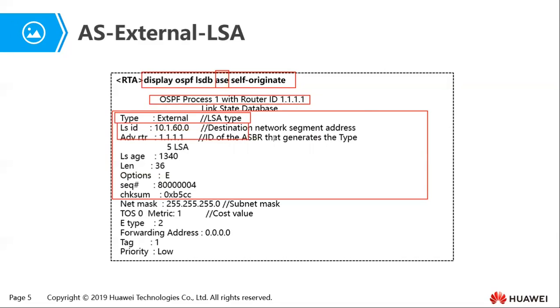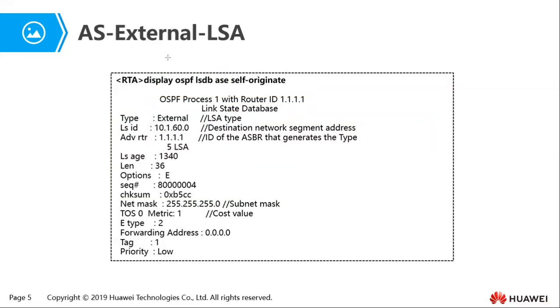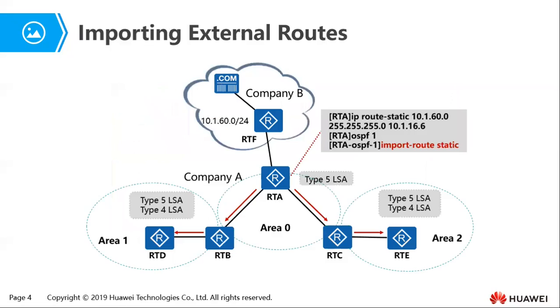Then we have the LSID. The LSID here is the network address of the destination network segment, the external network address. Let me just go back so that you understand that. So 60.0, that is the network address of the external network that you are importing. Whatever you're importing, that is what you get in that field.